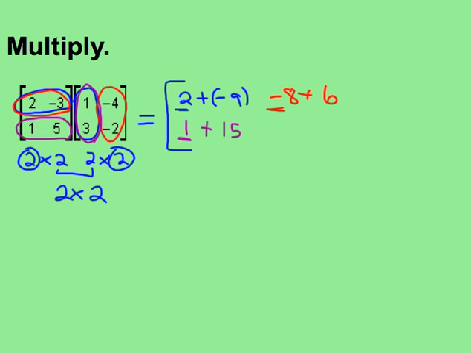And then we move over to the last spot, which is row 2, column 2. So now I'm going to go to row 2, always rows in the first one, column in the second one. So it'd be row 2, column 2. Again, take the first times the first. 1 times negative 4 is negative 4. Plus the second number times the second number, 5 times negative 2 is negative 10.